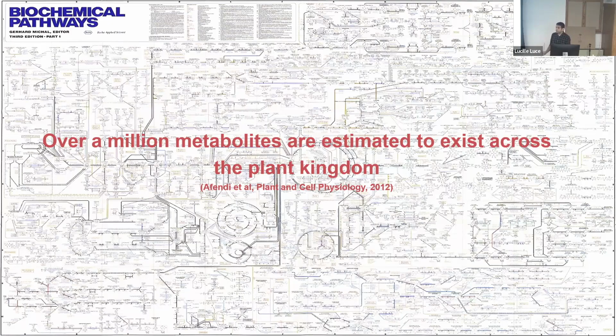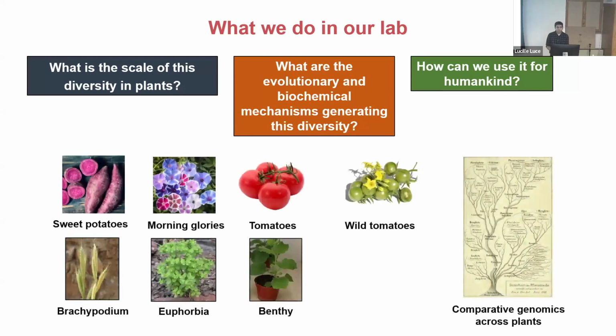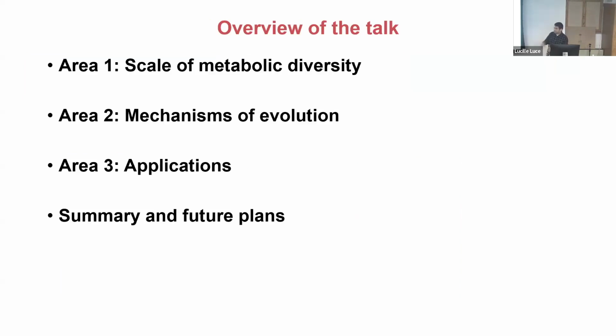And because there are a number of projects, we have classified them into 3 major types. First of all, figuring out what is the scale of this diversity, how is this diversity produced at the evolutionary and biochemical level, and how can we use it for our own purposes. We work with a number of model systems, and I'm going to talk about some of them in this research. So the next few slides are organized in this manner. I'll talk about the 3 areas and then end with just one slide on summary and future plans, although each of the areas also contains what we are currently working on.